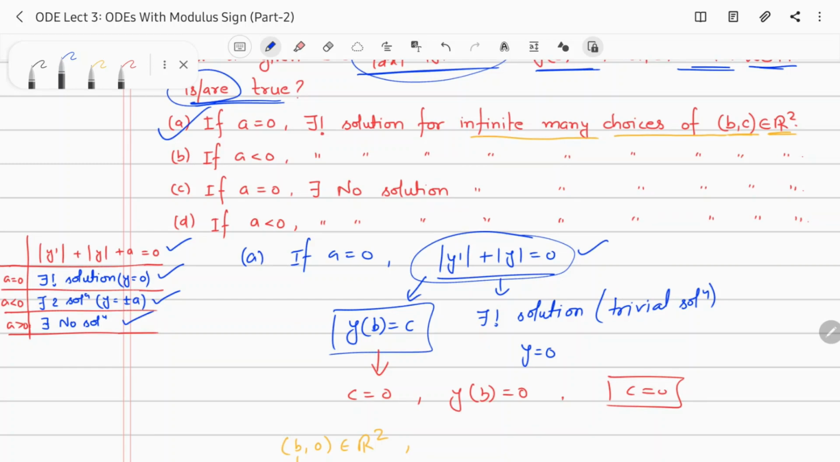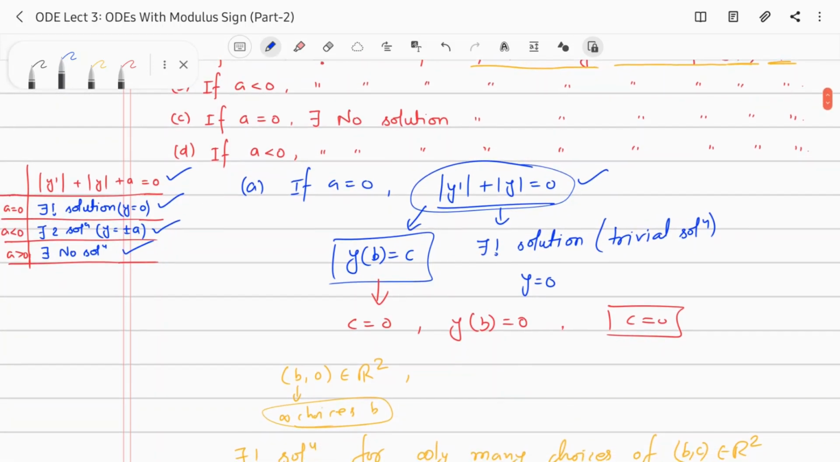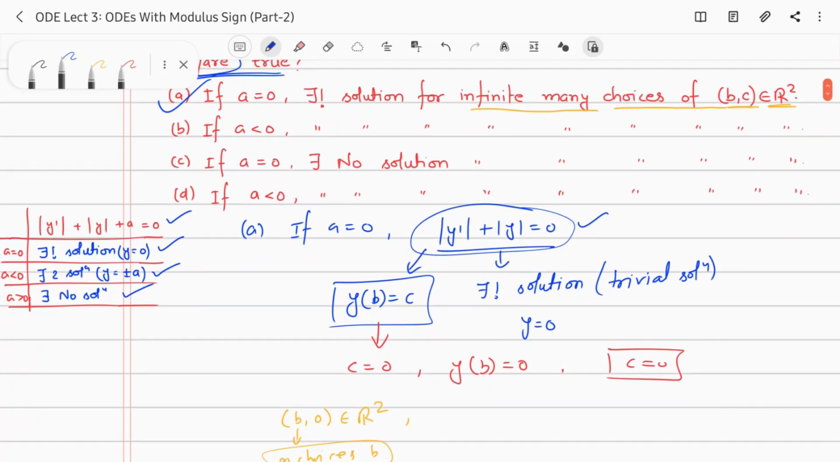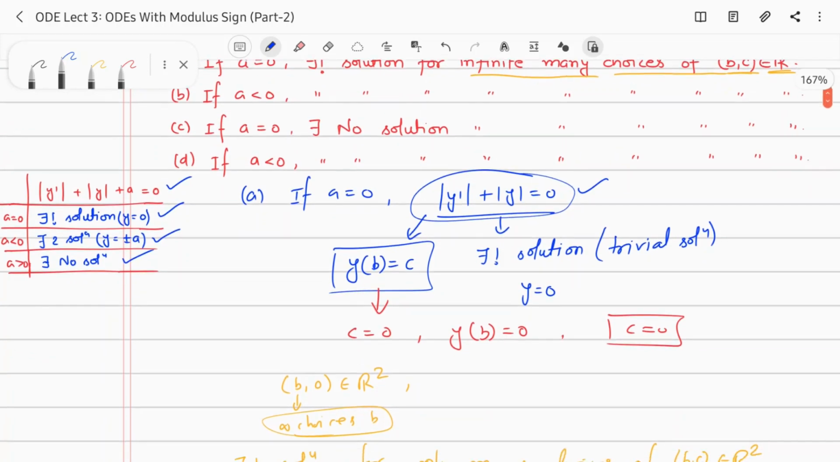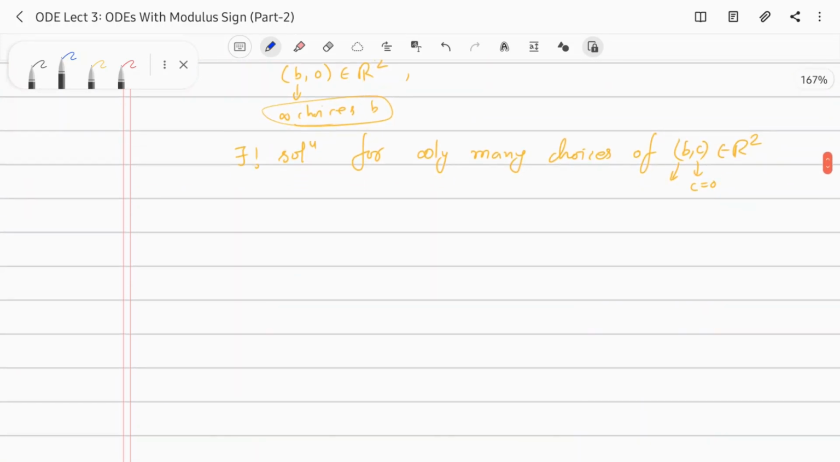But option A being correct does not imply that the third option is incorrect, though it seems that because of option A, option C should be incorrect. Why? Because option C says that if a equal to 0, then there exists no solution, but option A says that there exists a unique solution. So normally everyone will say that if A is correct, then C must be incorrect. But that is not the case. Let us see what the case is. Okay, so let us see option C first.